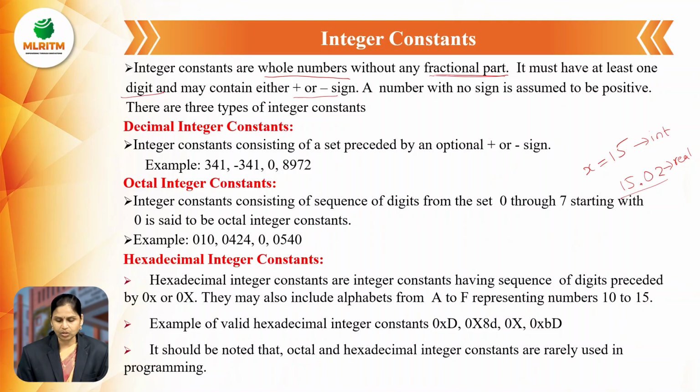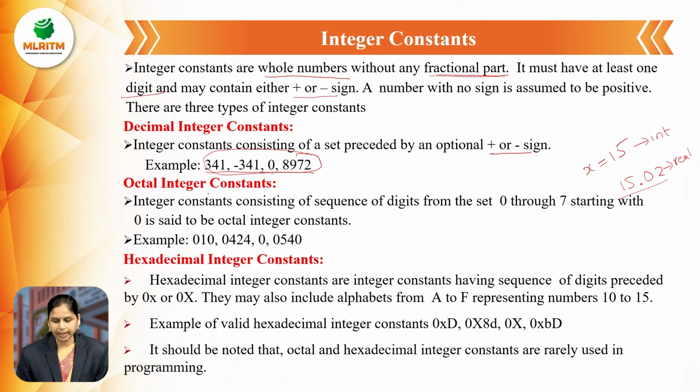In integer constants, the first type is decimal integer constants. Decimal integer constants consist of a set of digits preceded by an optional plus or minus sign. Here are the example values: 341 is a positive 341, minus 341, 0 is also a decimal number, 8972 is also a decimal integer. All these numbers are integers because they do not have any fractional part.